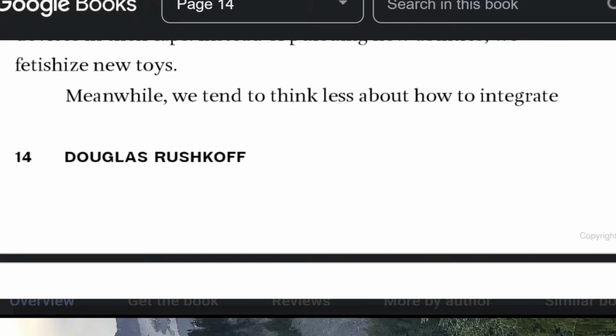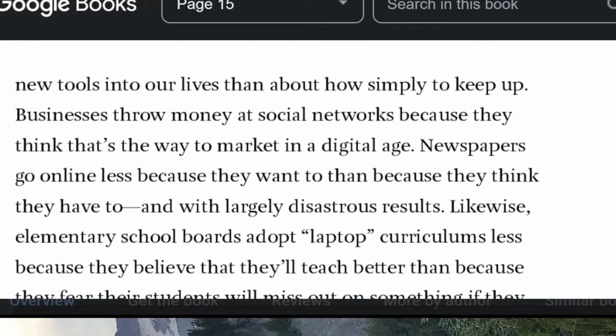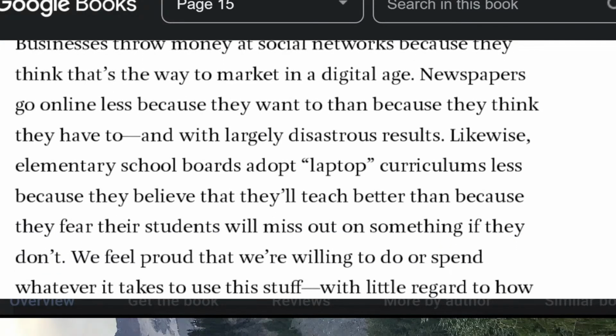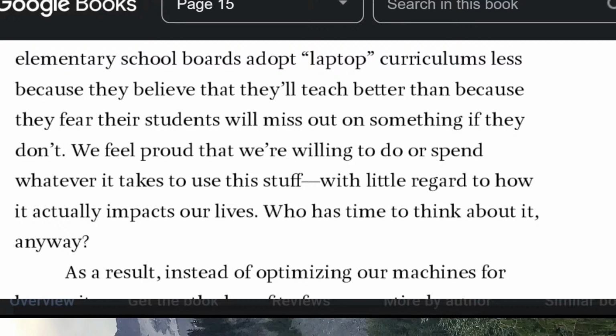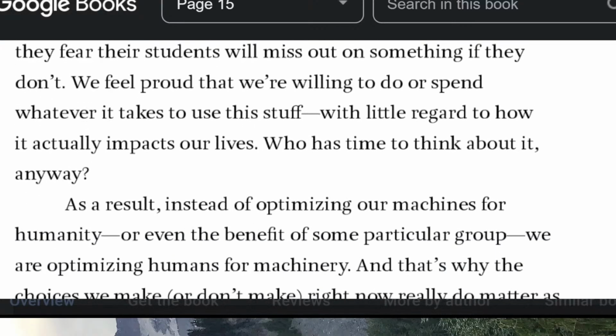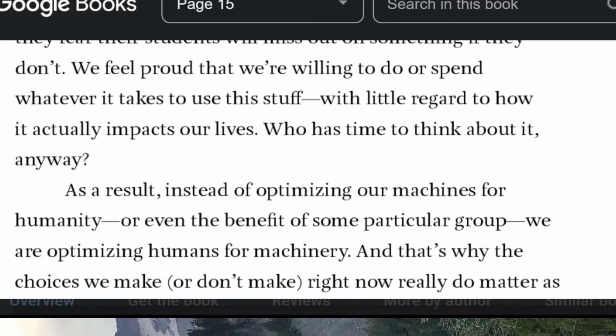Meanwhile, we tend to think less about how to integrate new tools into our lives than about how simply to keep up. Businesses throw money at social networks because they think that's the way to market in a digital age. Newspapers go online less because they want to than because they think they have to, and with largely disastrous results. Likewise, elementary school boards adopt laptop curriculums less because they believe they'll teach better than because they fear their students will miss out on something if they don't. We feel proud that we're willing to do or spend whatever it takes to use this stuff, with little regard to how it actually impacts our lives. Who has time to think about it anyways?